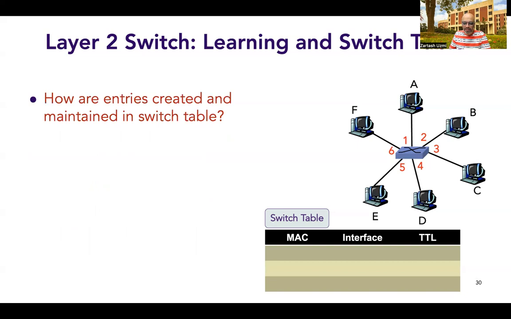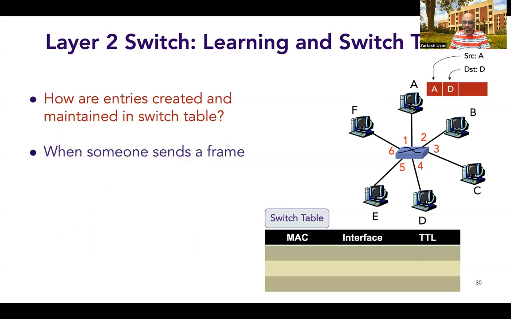In order to create these entries, consider when somebody is willing to send a frame. So let's say this frame is sent by station A or host A to host D. The MAC addresses of A and D are written within the frame, and then there is the rest of the stuff in here: the IP datagram, TCP port numbers, everything. The whole packet will be sent. Rest assured, it would have the source and destination MAC address.